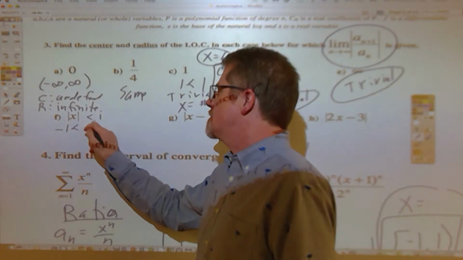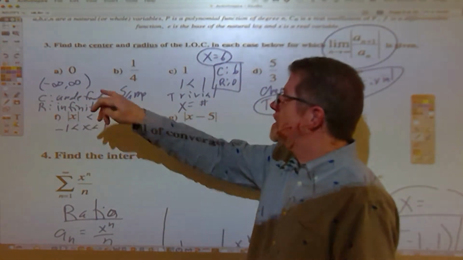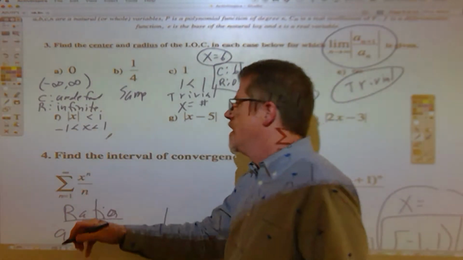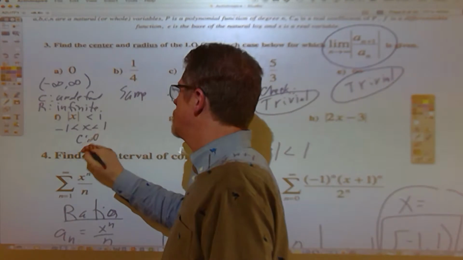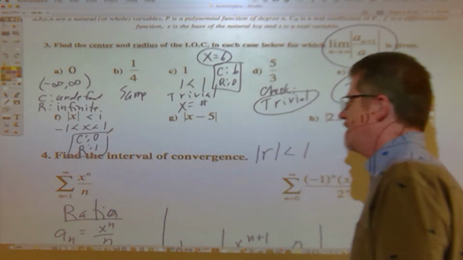So then it's -1 is less than x is less than 1, but you'll have to check the endpoints. You'll have to look at the series when x equals -1 and do a little test for convergence. But basically it'll be centered at 0 with a radius of 1. You'll have to check the endpoints individually.